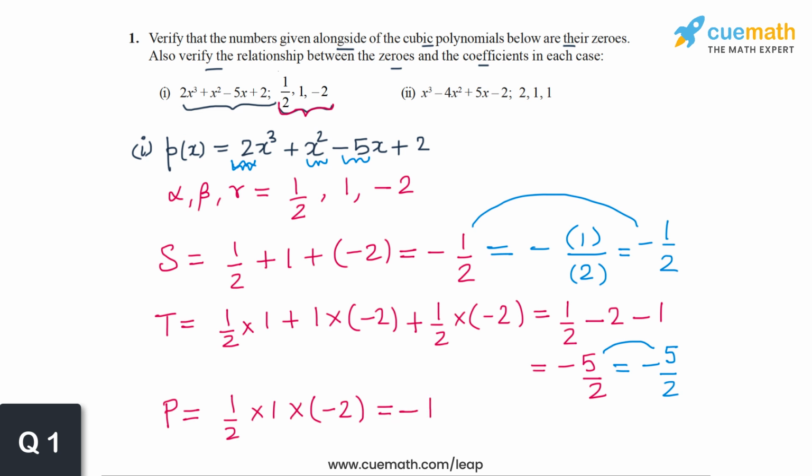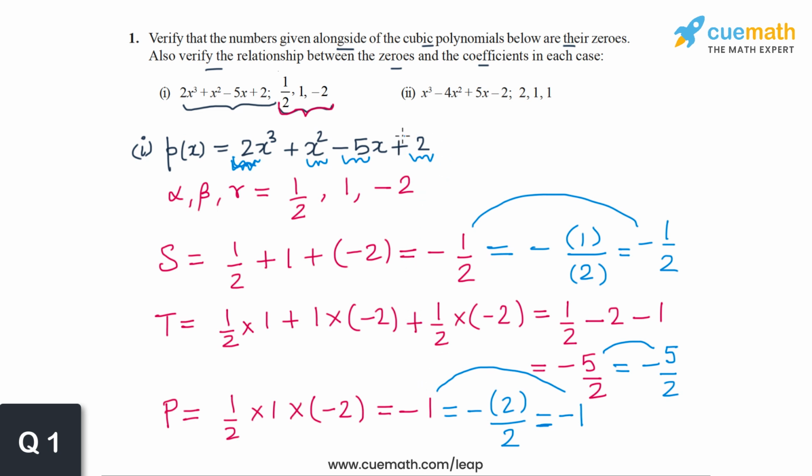And from the coefficients, the product should be equal to minus of the constant term. So minus of 2, so minus of 2 by the coefficient of x cube. So that's 2. So minus of 2 by 2 or minus 1. So even the product relationship holds true when calculated using the zeros and using the coefficients. So all the three relationships hold true for the first polynomial.